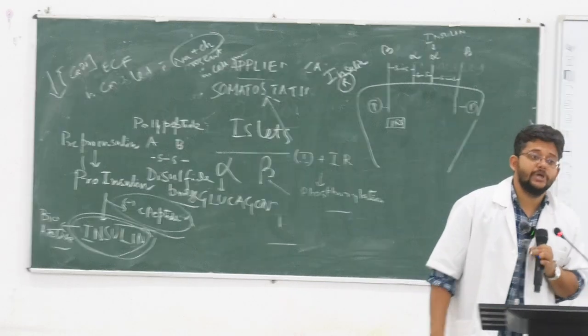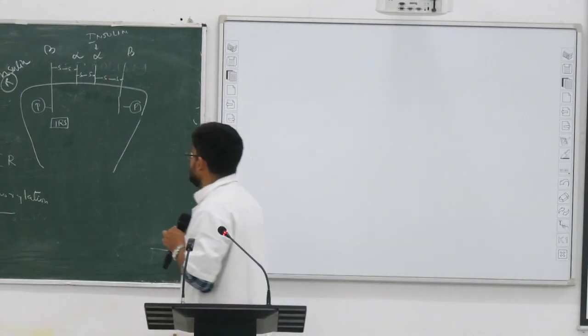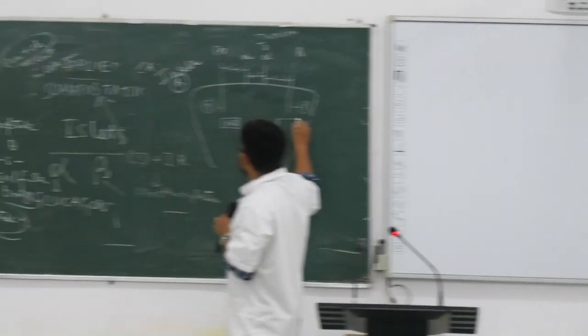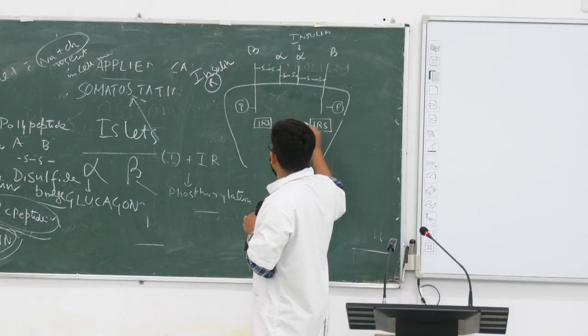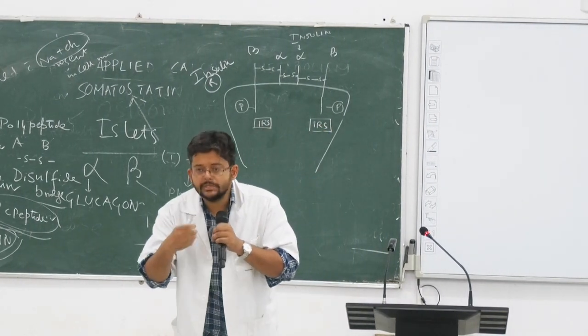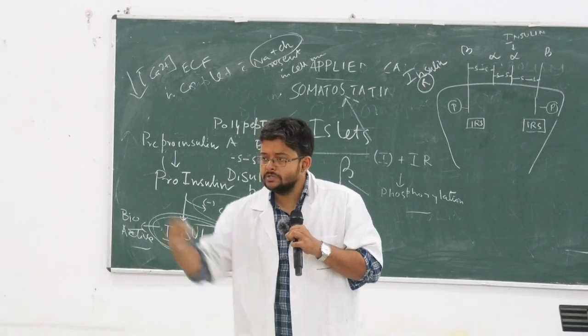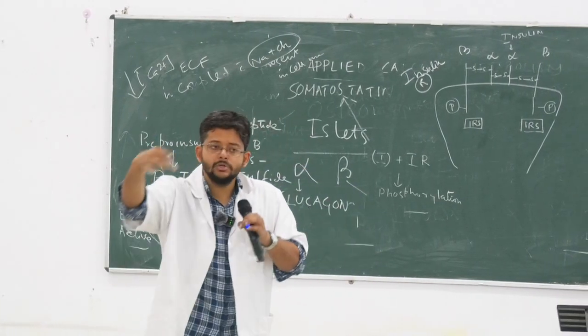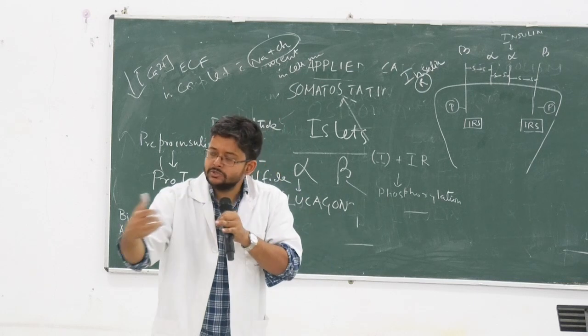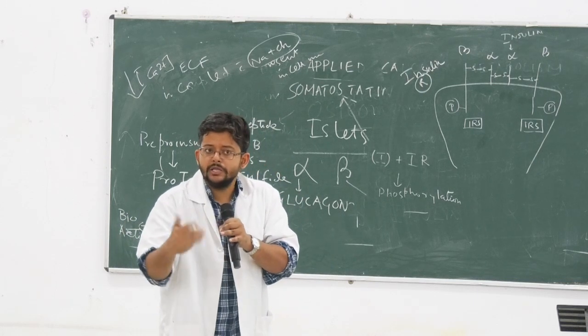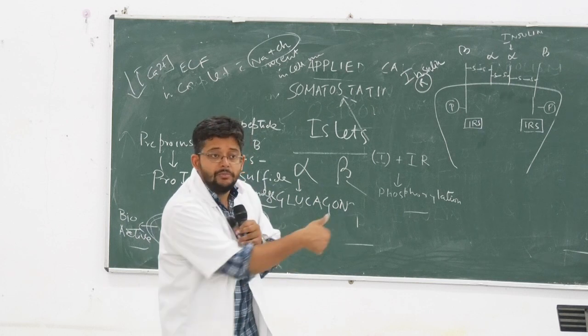receptor substrate. IRS is insulin receptor substrate. Insulin comes and attaches to the insulin receptor. The moment it happens, insulin attaches extracellularly. Insulin can't go through. The moment insulin is attached with the insulin receptor, there is autophosphorylation of the beta subunit.